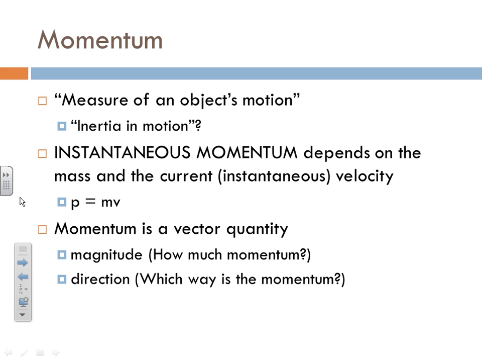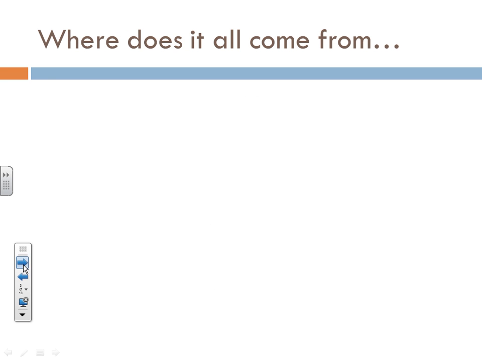So this idea of momentum actually comes out of Newton's second law. And earlier in this chapter, we defined Newton's second law as sigma F equals m times a, right? Net force equals mass times acceleration, which is true. But we know that acceleration depends on two things.